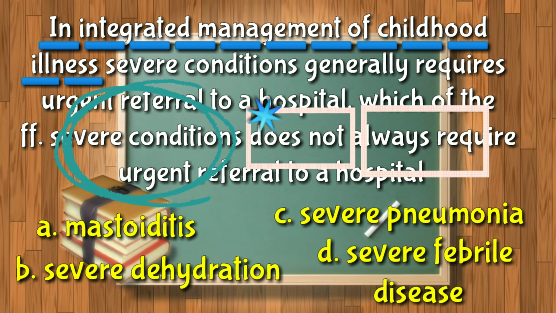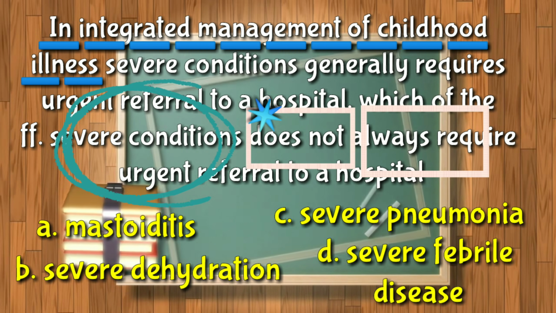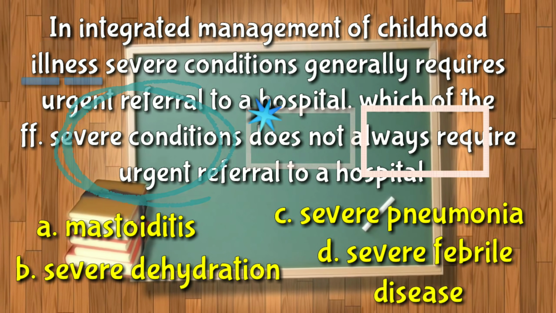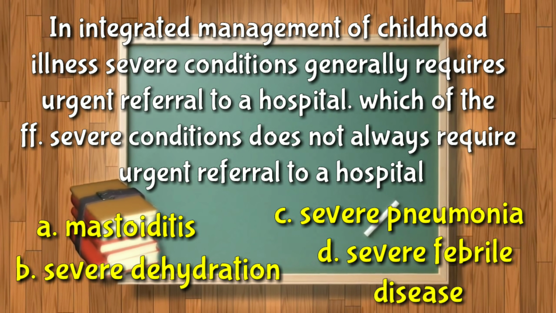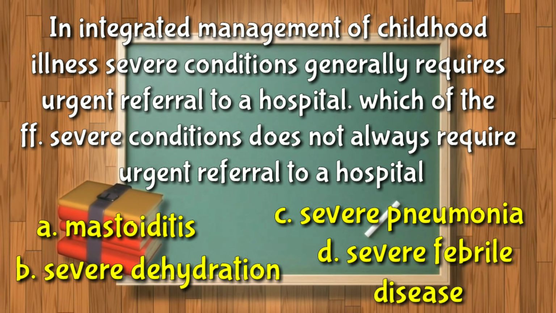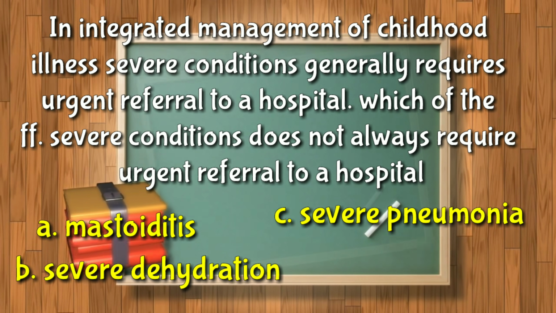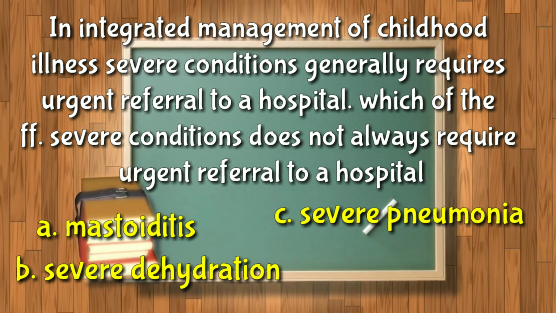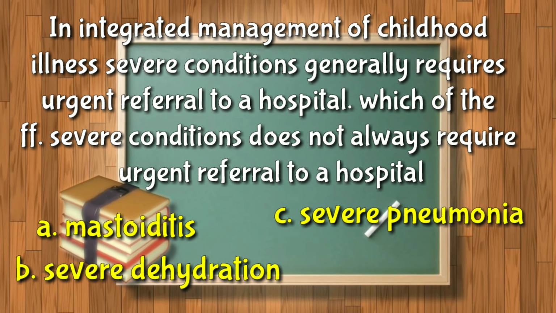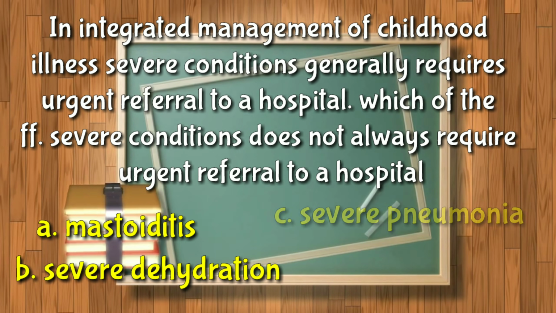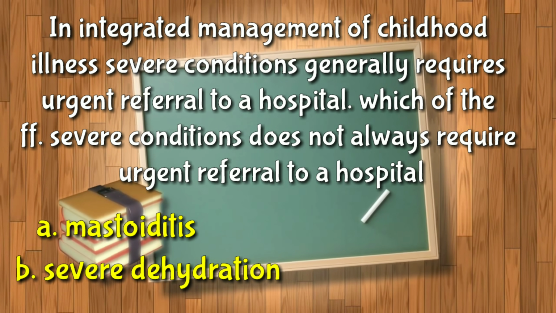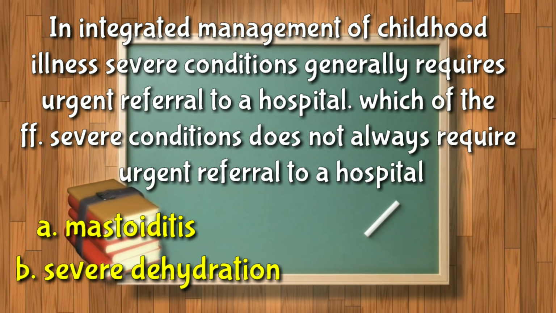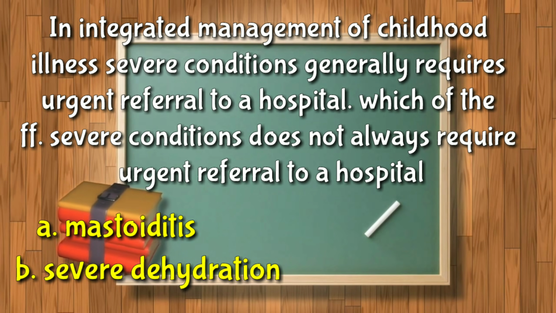Among the 4 choices, the choice that does not always require urgent referral is, let's do the process of elimination. The first one to eliminate is letter D, severe febrile disease, because that requires very urgent referral to a hospital, because the patient will be in danger if not. Next to eliminate is severe pneumonia. You are dealing with the breathing of the patient, which is very vital. So anything that involves severe breathing diseases requires urgent referral to a hospital.